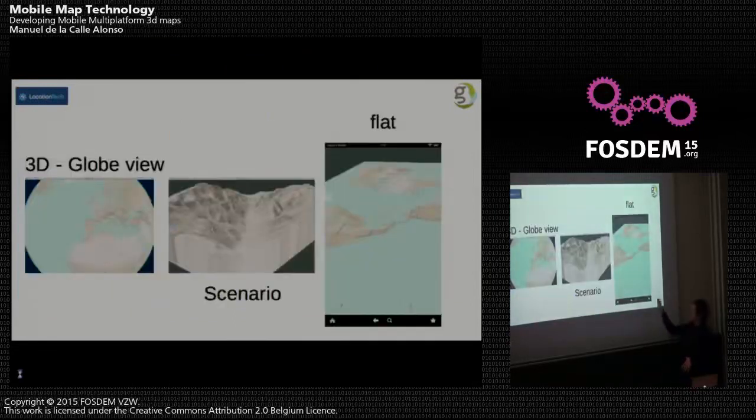These are the different views that we have. This is a 3D globe view, typical of Google Earth, but it's the globe view. This is a scenario that is a part of the terrain. This is a scenario with a digital model of terrain. This is a flat view. It's flat, but it's 3D also. You can move in a similar way to the canvas of JavaScript.